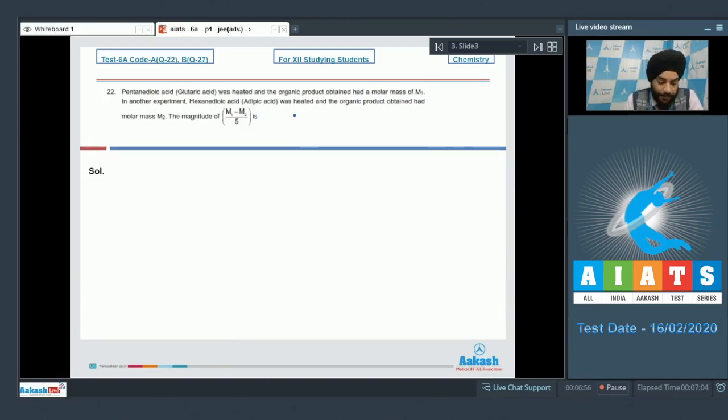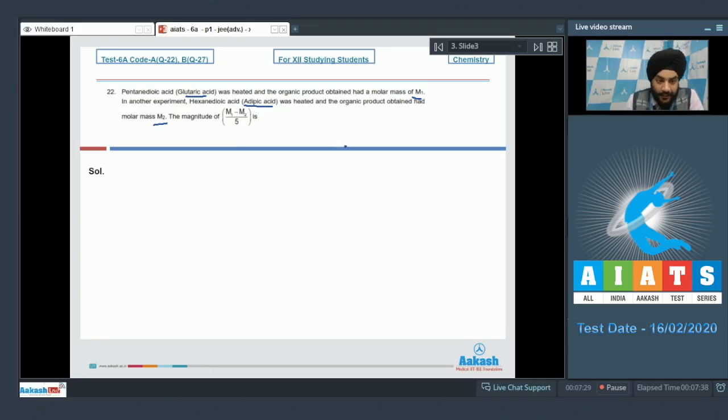Question number 22. Pentane dioic acid, which is also called glutaric acid, was heated and the organic product obtained had a molar mass of M1. In another experiment, hexane dioic acid, which is also called adipic acid, was heated and the organic product obtained had a molar mass of M2. We have to comment on the difference in the molar masses of these compounds divided by 5.